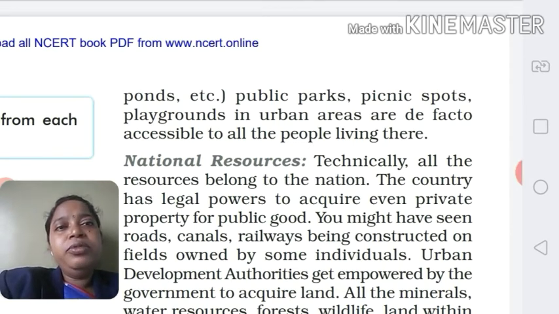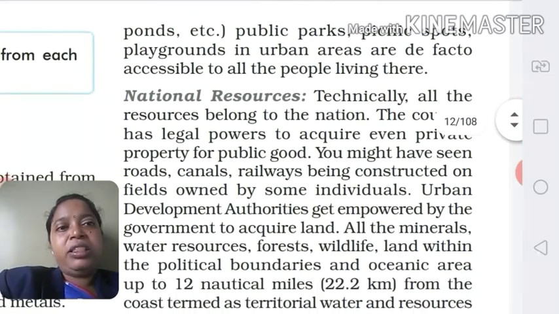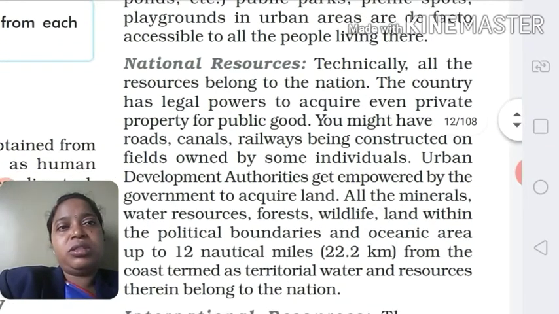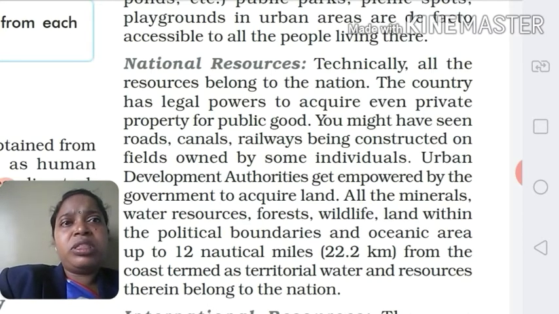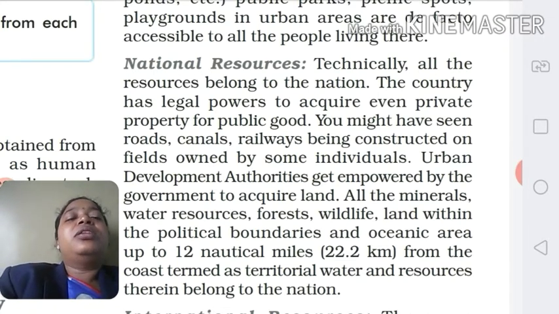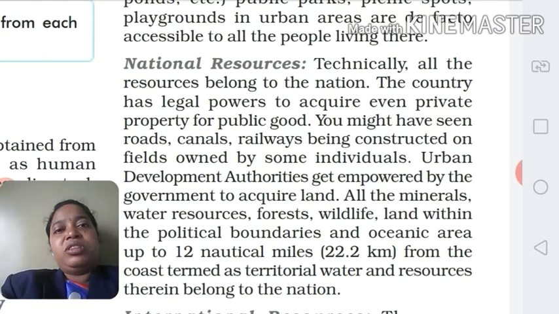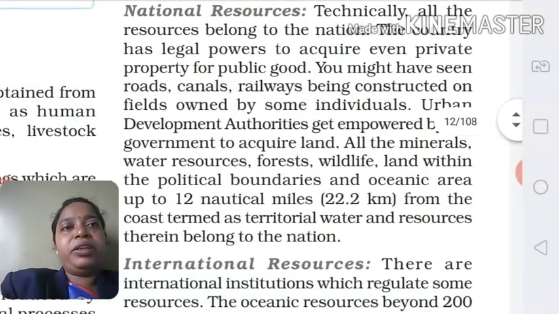So now we should also get the idea of national resources. Technically all the resources belong to the nation only. Means whatever is the individual owned resources and whatever is the community owned resources, both technically belong to the nation, and whenever the government wants those areas they can occupy them. The country has legal powers to acquire even private properties for public good, okay.